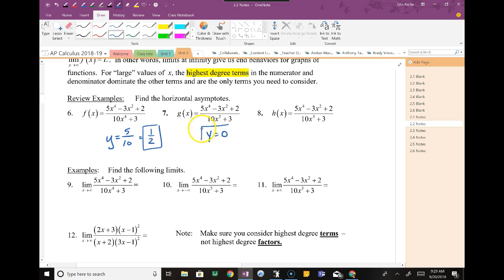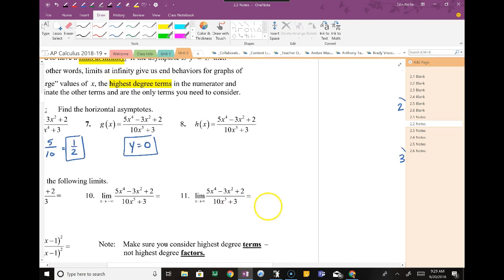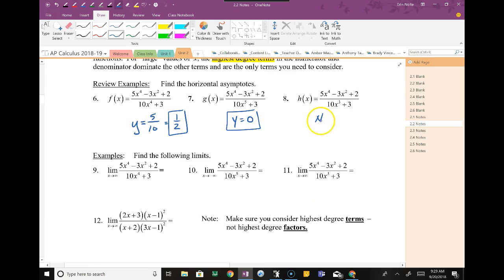Good. Do you know number 8, when it's bigger on top? What happens? Bigger on top. Slant. Did you not write it all down? So there's no horizontal asymptote here, but there is a slant. Okay, so bigger on top. Make sure you write those down, Gary.